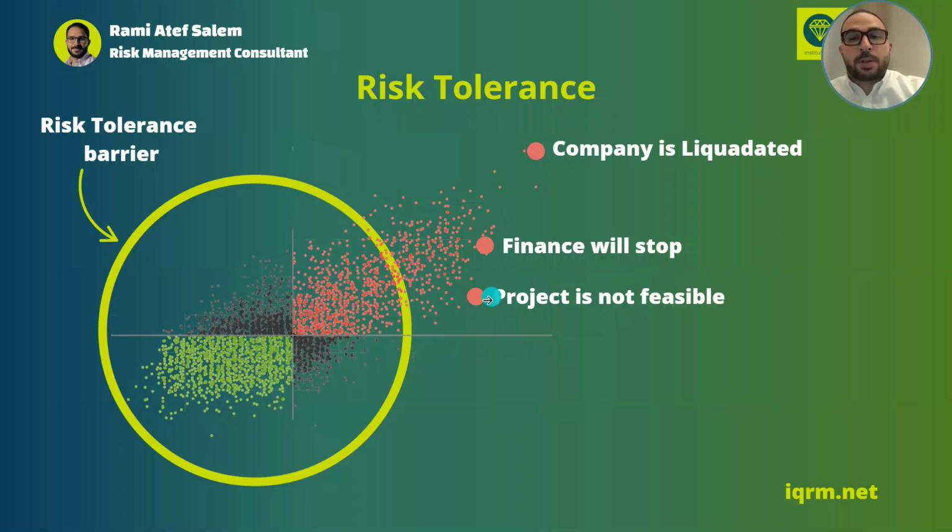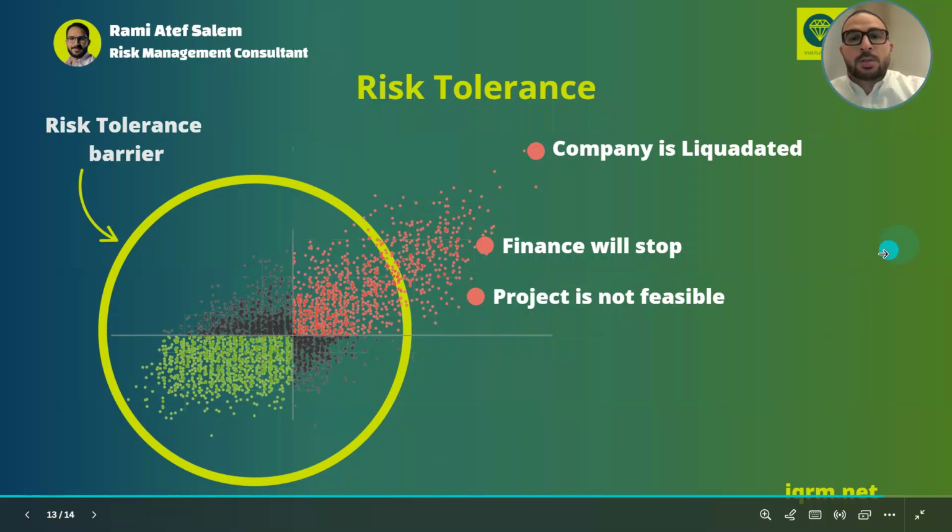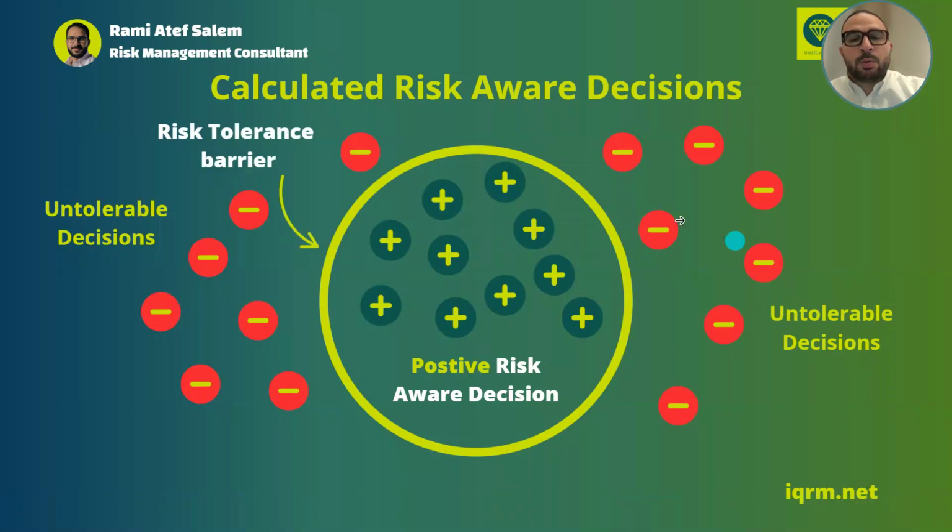And this may, for example, lead to the project not being feasible, finances will stop, the company is liquidated. So all of these actions can be very frustrating for a company, or can actually liquidate a whole company if we let the consequences creep outside of our risk tolerance barrier. So what we do is make calculated risk-aware decisions. We are willing to invest money in decisions to increase our chances of success.